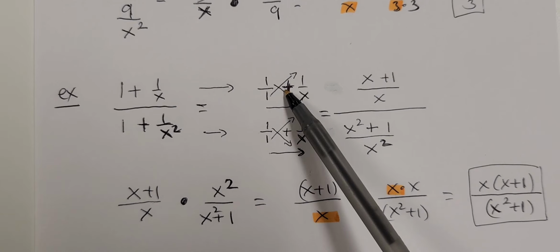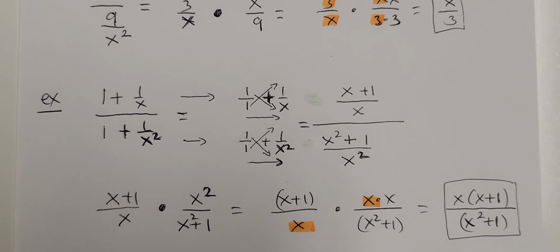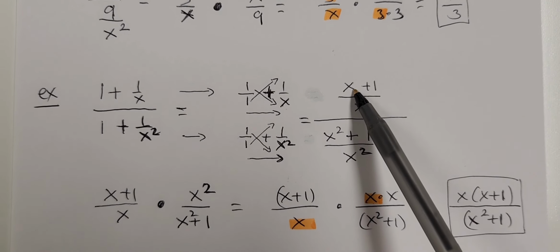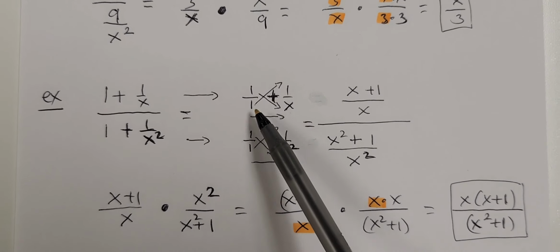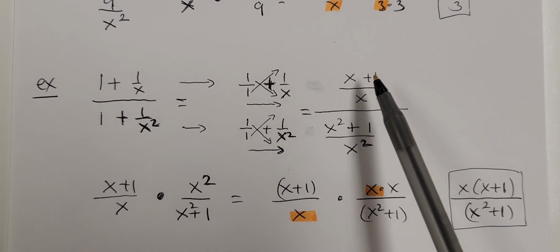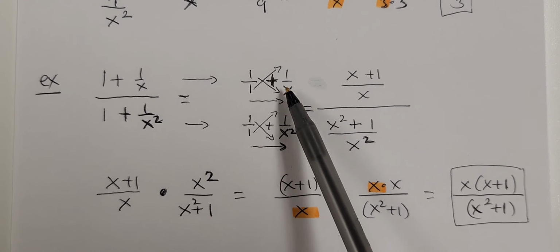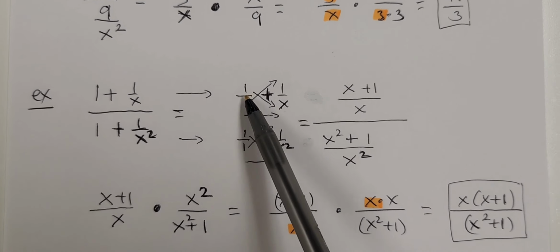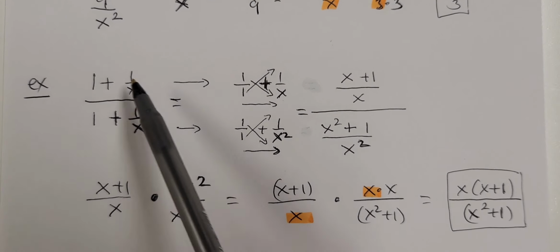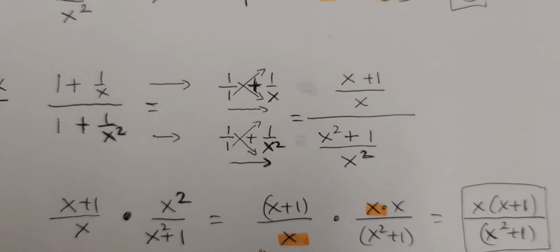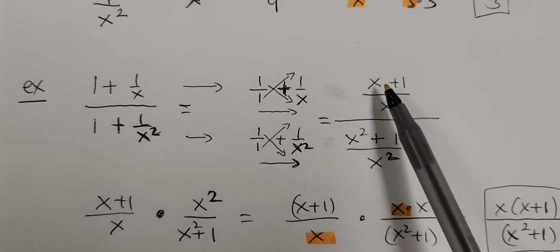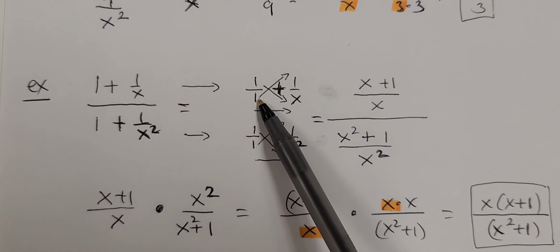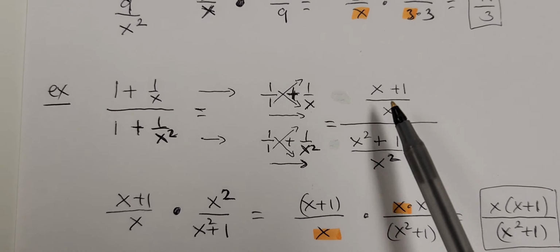When you add fractions, you cross multiply. So 1 times x gives me x. Don't forget the plus. And then 1 times 1 gives me this 1. On the bottom, multiply 1 times x, which gives me this x. One more time: this 1 is rewritten as 1 over 1, plus 1 over x. Cross multiply: 1 times x gives me this x, 1 times 1 gives me this 1, don't forget the plus, and on the bottom 1 times x is this x.